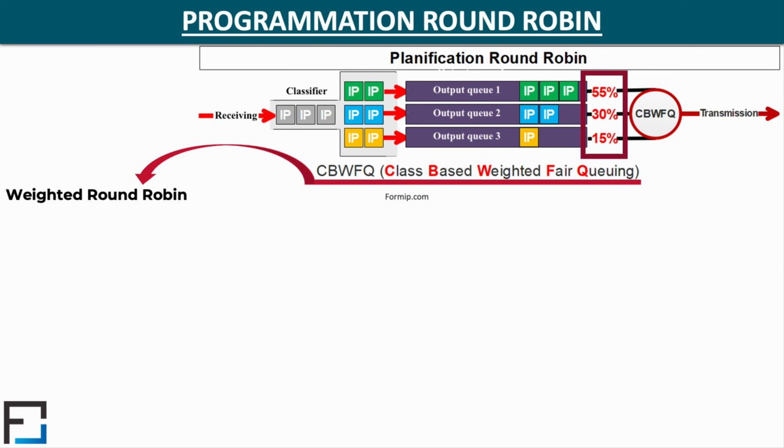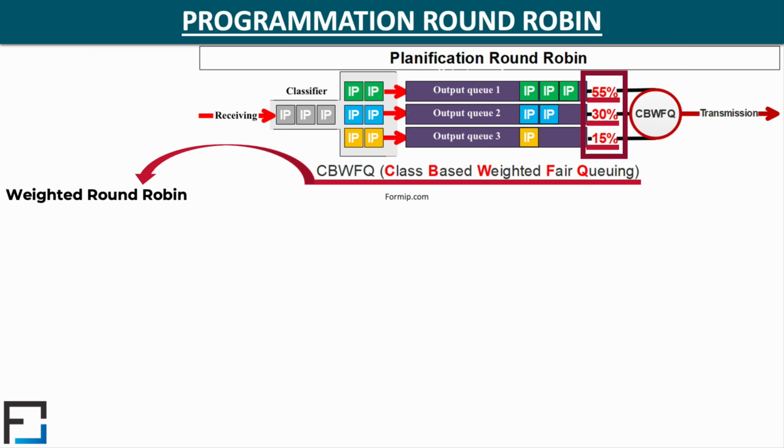For example, in the diagram, we can see that the classifier sends packets to the different queues, and each queue has a different percentage of the bandwidth. In case of congestion, Q1 gets 55% of the bandwidth, Q2 gets 30%, and Q3 gets 15% of the bandwidth. Low latency queuing. Round-robin scheduling works great for data applications because it ensures a certain amount of bandwidth for each queue.